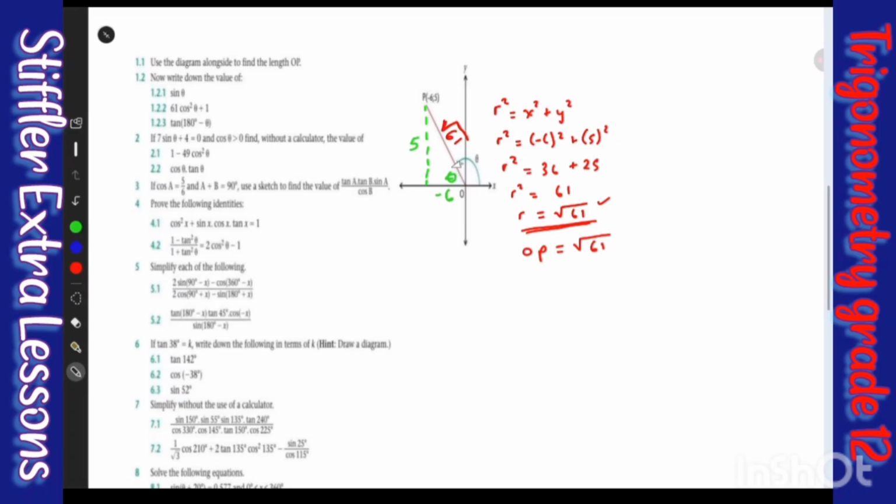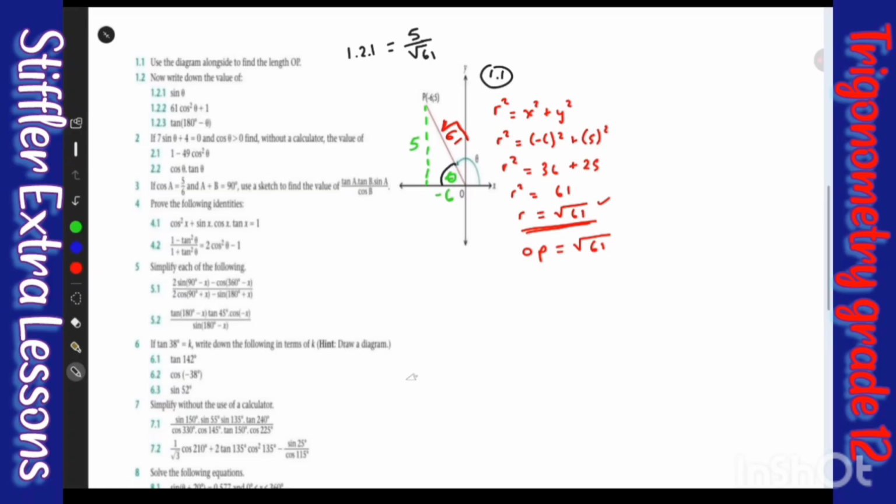So looking at this is where theta is, right? So what is the value of sine theta? So this is 1.2.1 and this is 1.1. So what is sine theta? We know that sine theta is equal to opposite over hypotenuse. So our sine theta becomes 5 over root of 61. And then we move to the next one.